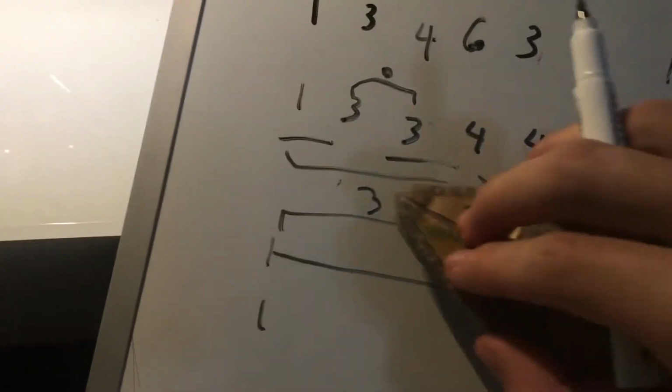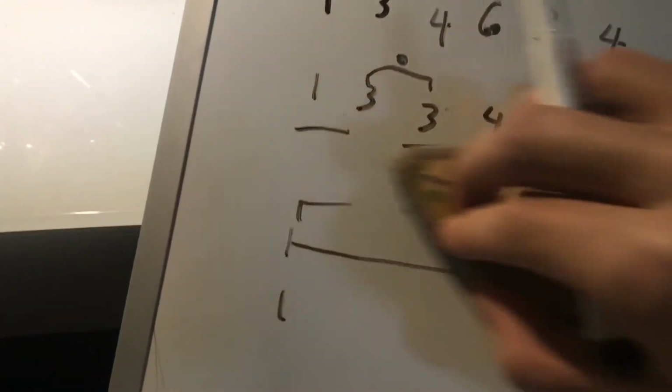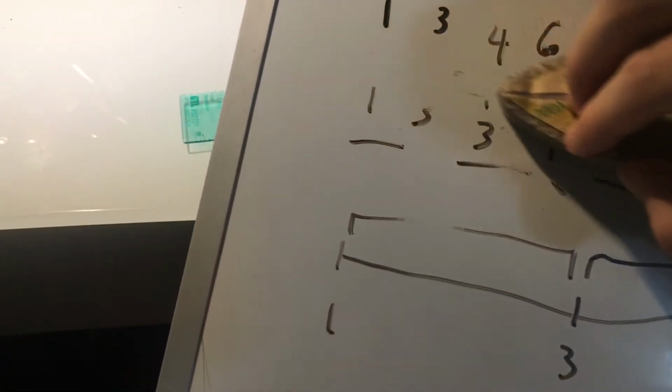Now, you could pair these 3's together and you get 0. And then pair these 2 and you get 3. But it's just a little extra and you don't really need to do that.